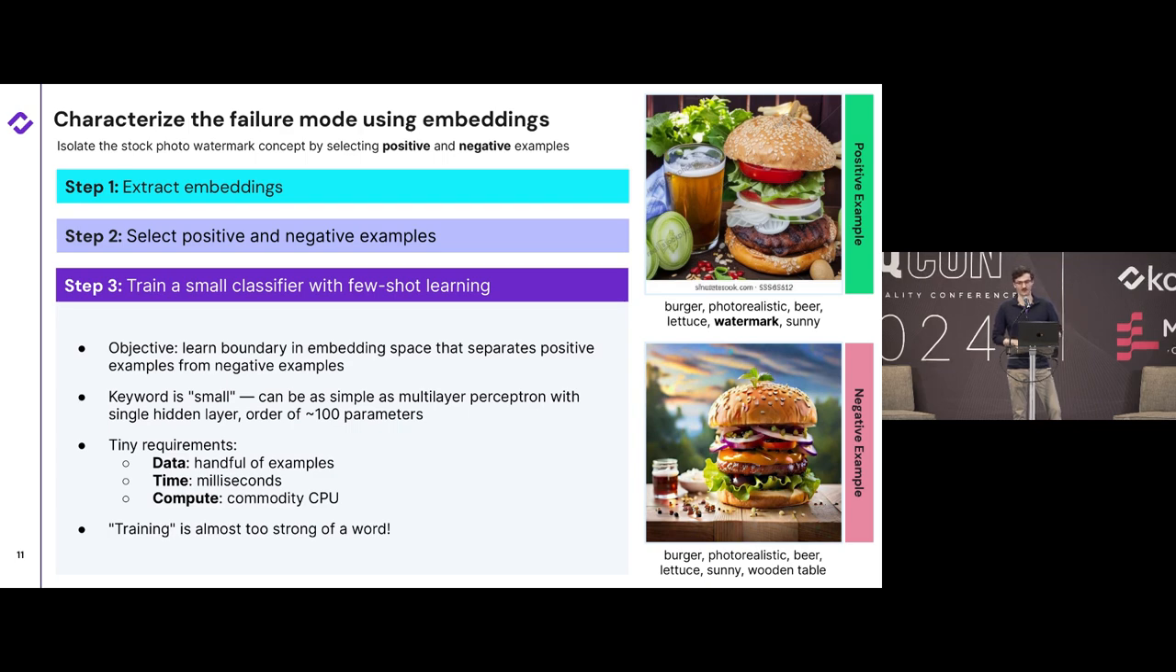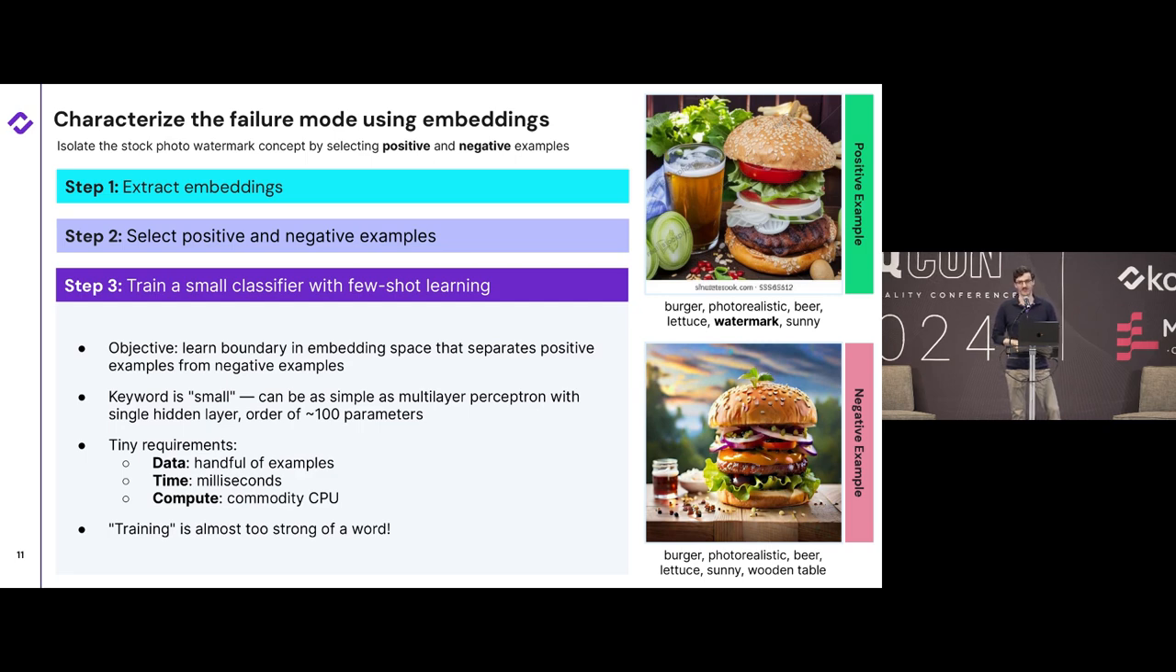small classifier here, I'm talking tiny, with few-shot learning. We want to learn the boundary in embedding space that is separating these positive examples from these negative examples. The keyword here really is small. I'm not talking deep learning here. This can be a single hidden layer, multi-layer perceptron model with order of hundreds of parameters. And this is why we can train it with so few training examples. The requirements here really are tiny.